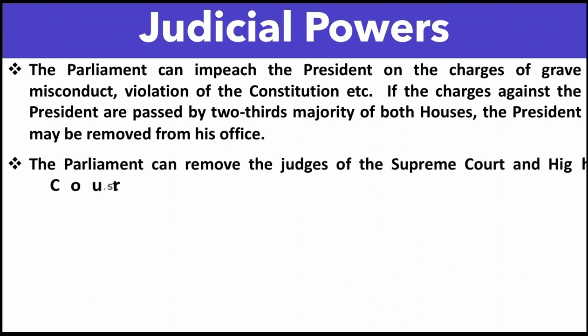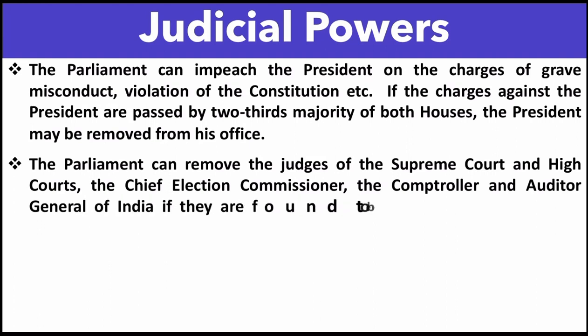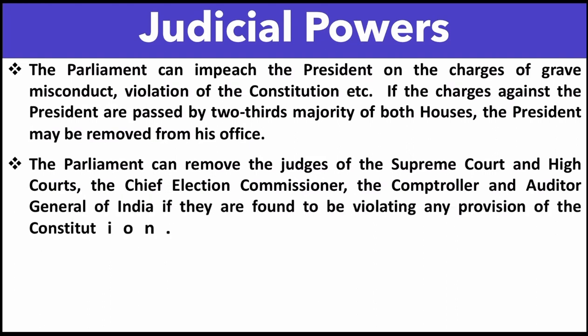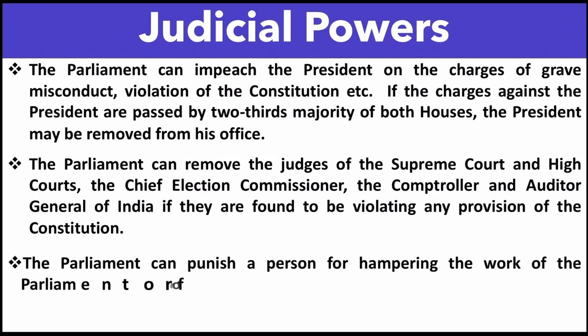Number 2. The Parliament can remove the judges of the Supreme Court and High Court, the Chief Election Commissioner, and the Comptroller and Auditor General of India if they are found to be violating any provision of the Constitution. Number 3. The Parliament can punish a person for hampering the work of the Parliament.